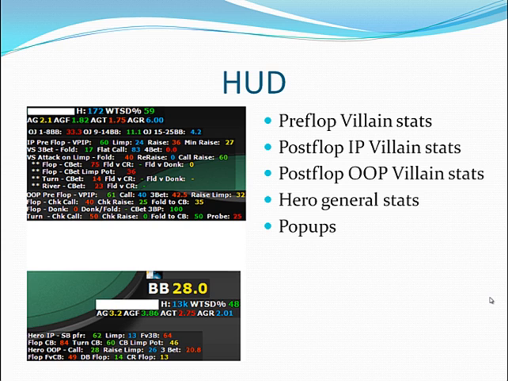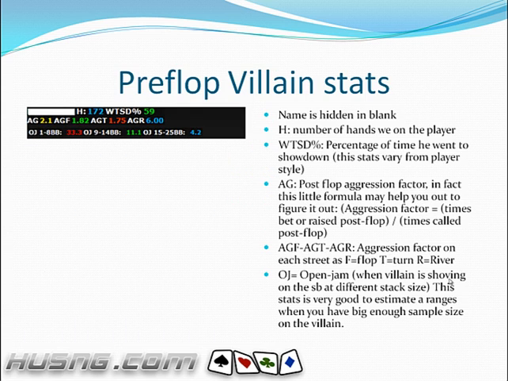This is the HUD we're going to talk about today. This is the Jonathan M HUD, which is a free release on our website, which is pretty interesting, I think. We're going to cover the pre-flop villain stats, post-flop in position villain stats, post-flop out of position villain stats, hero general stats at the bottom as you can see, and pop-ups. This is the pre-flop villain stats. As you can see, the name is hidden and blank. I don't want to show the villain name for many reasons, so normally you will just see the villain name you're playing against right there.